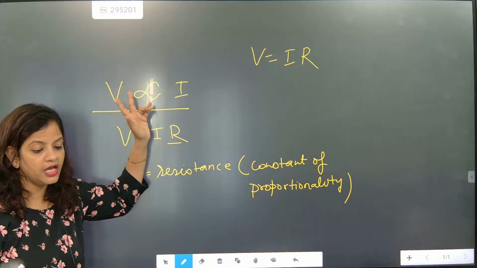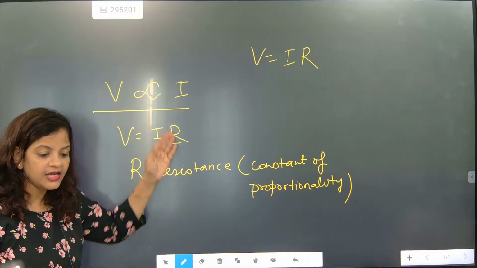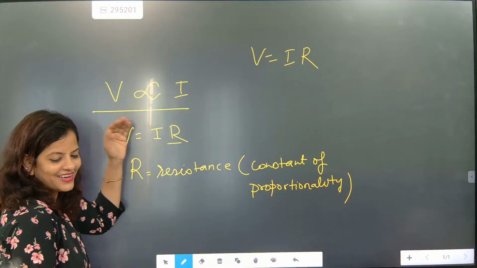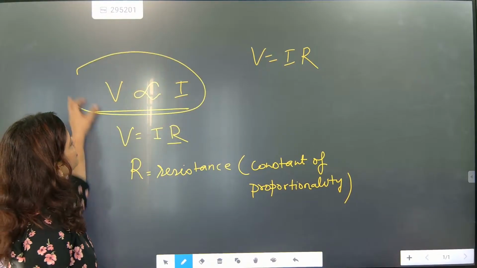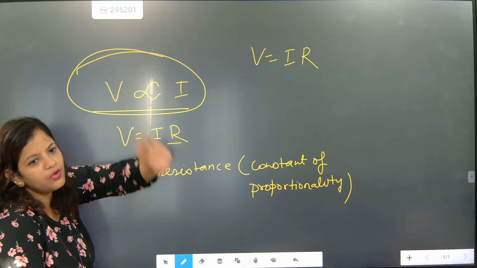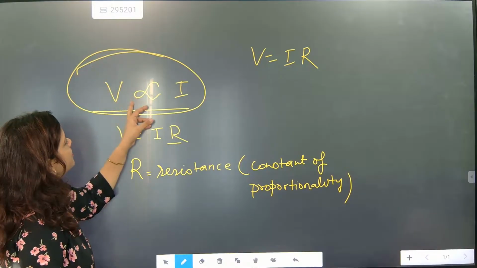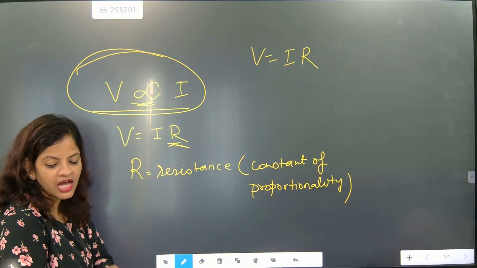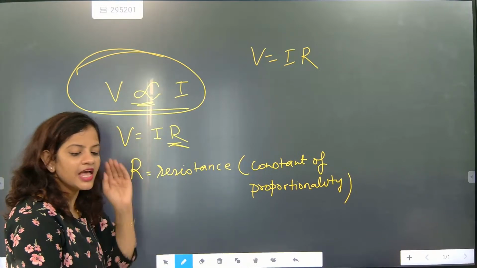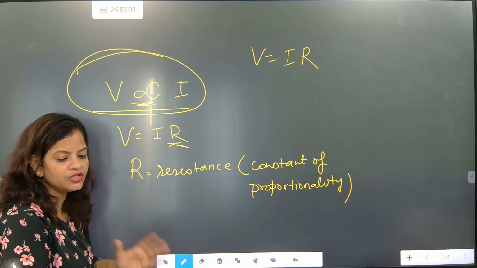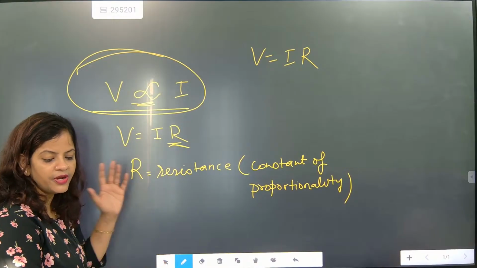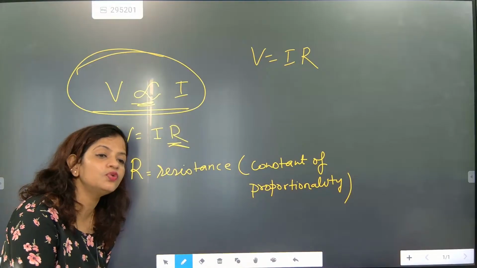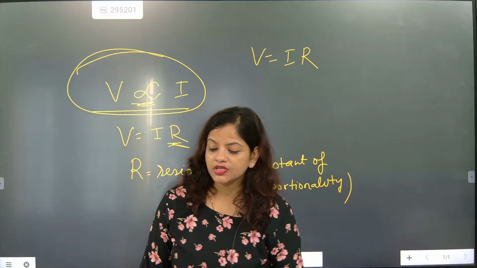Proportionality is not equality. Remember this. Once we remove the proportionality, we put R. R is resistance. Everybody, did you understand this part? V is directly proportional to I.